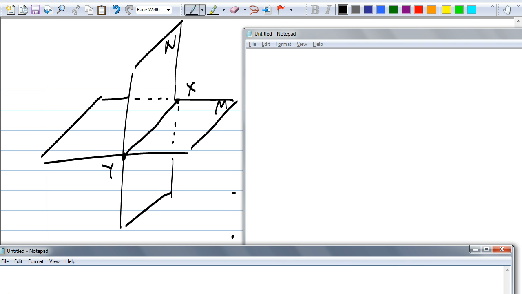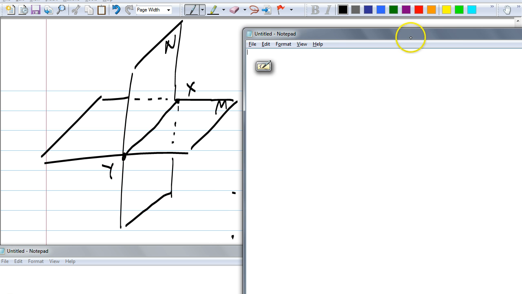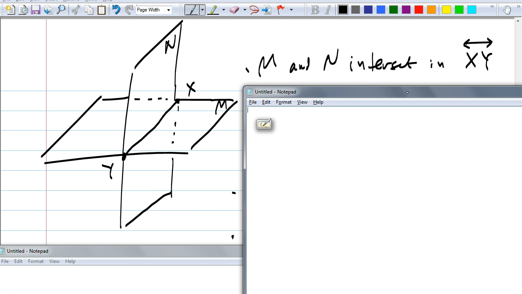So go ahead and put these markings here. You've got planes M and N, and X and Y are the two points there. By the way, is this XY a line segment or a line? It's actually a line, isn't it? Because planes go on forever. So even though it looks like a line segment, you should say that when M and N intersect, XY is a line. It's not a line segment.